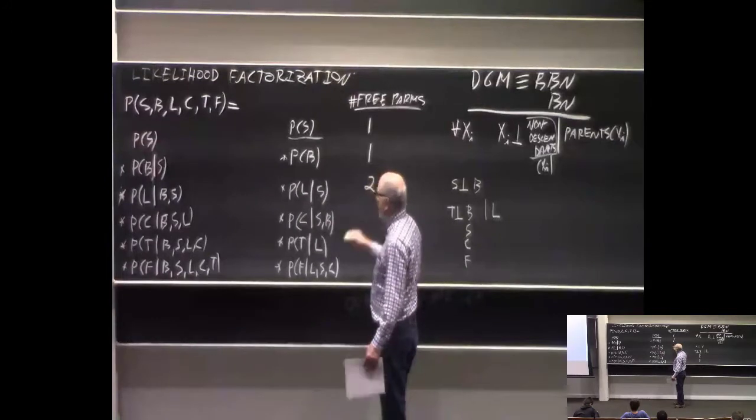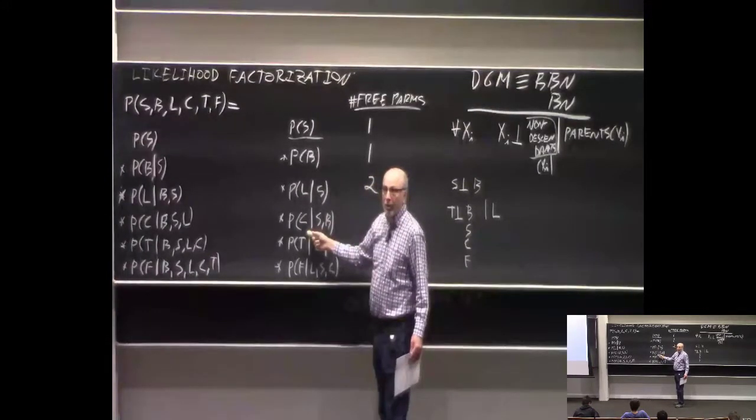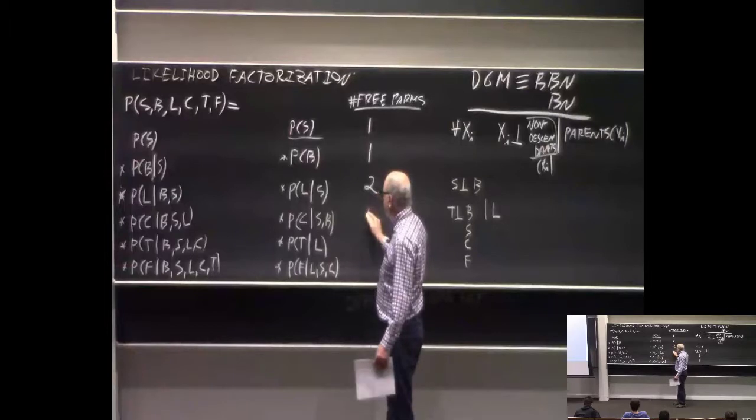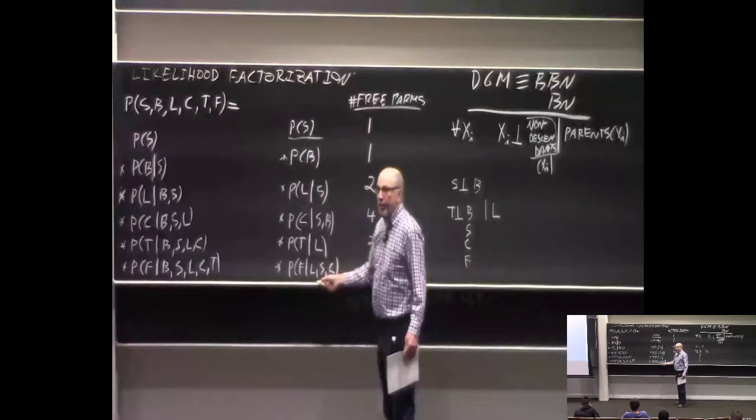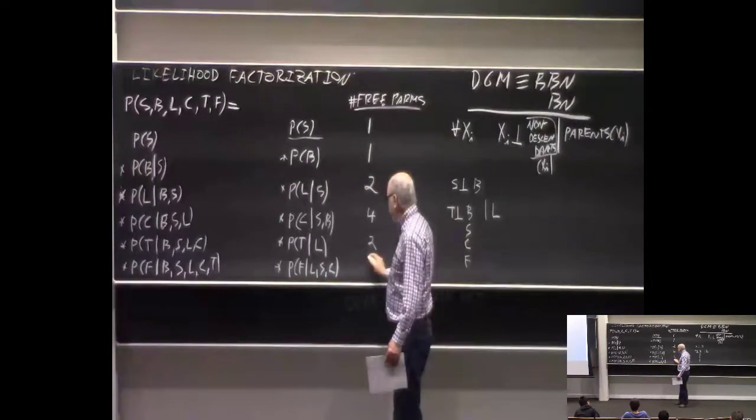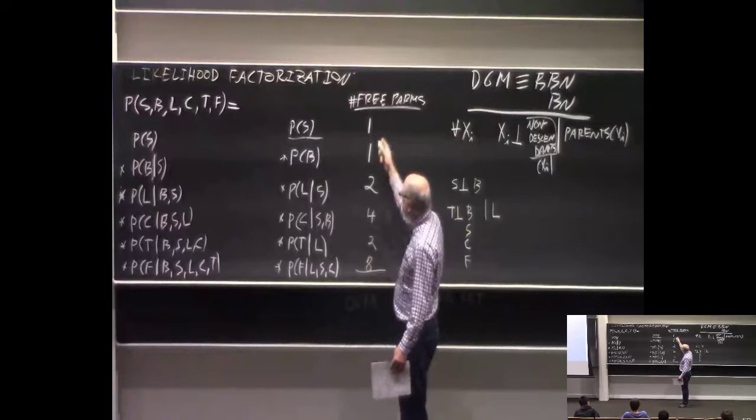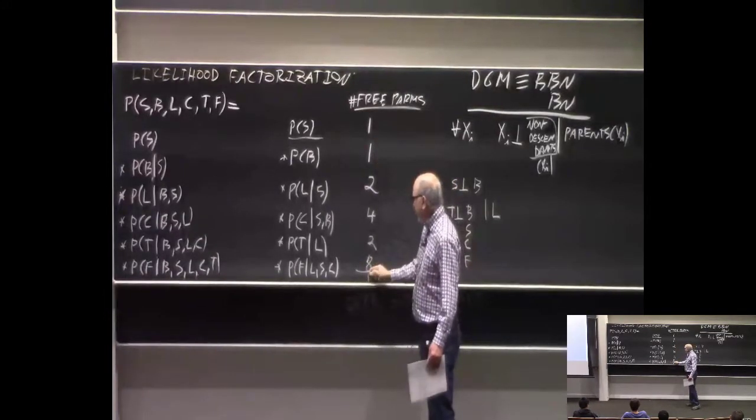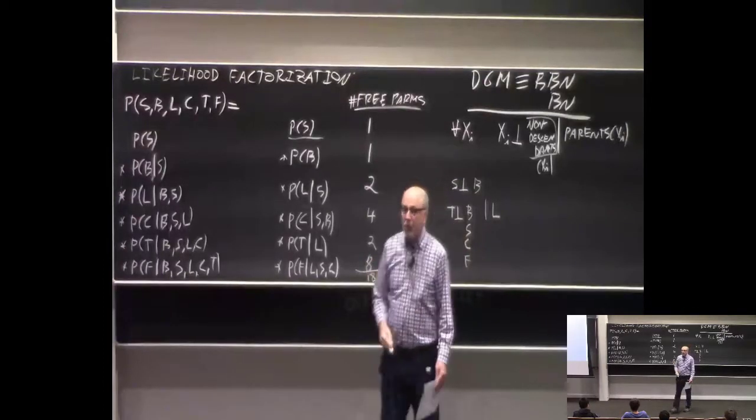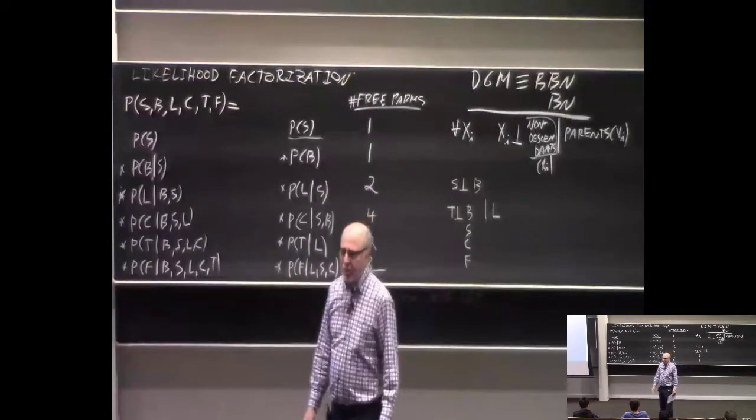So it's 2. Here, there are 4 combinations of these values, and each one of them results in a particular Bernoulli distribution here. So there are 4 free parameters. Here there are 2. And here, there are 8. The total number of parameters is the sum of this. 10, 14, 16, 17, 18. 18 as opposed to 31, which is what we had before.